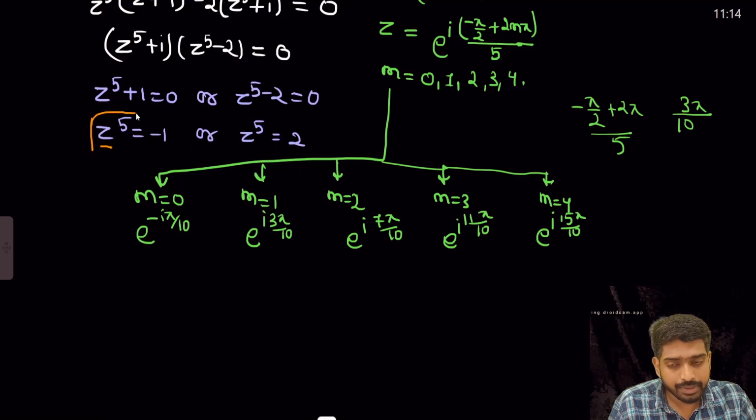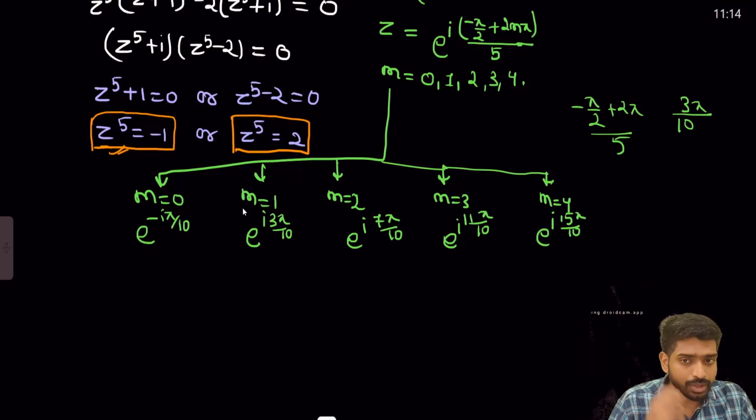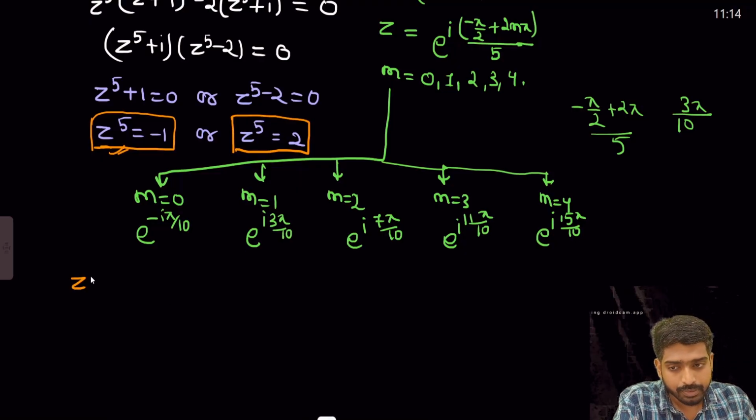z to the power 5 is equal to minus 1. From this one we got 5 solutions. 5 more solutions we'll get by this: z to the power 5 is equal to 2. So let's solve this one. z to the power 5 is equal to 2.